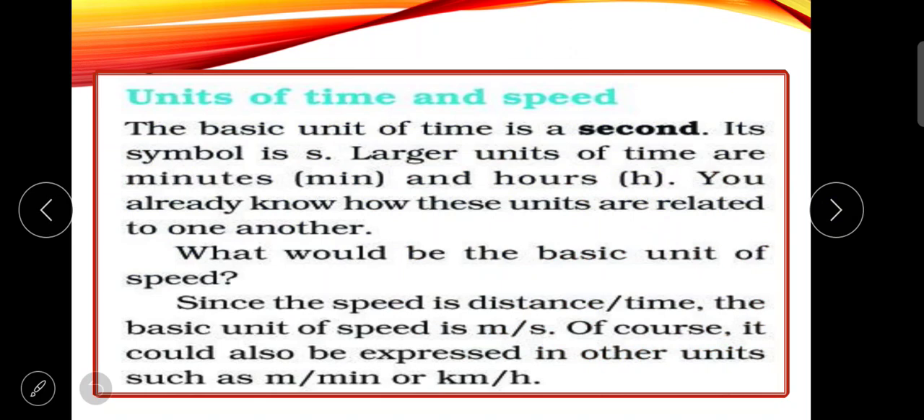Now we come to another part of the chapter, units of time and speed. The basic unit of time is a second, and its symbol is s. Larger units of time are minutes and hours. And you already know these units are related to one another, right? So what would be the basic unit of speed? Since speed is distance per unit time, the basic unit of speed is meter per second. And it could also be expressed in other units like meter per minute or kilometer per hour.